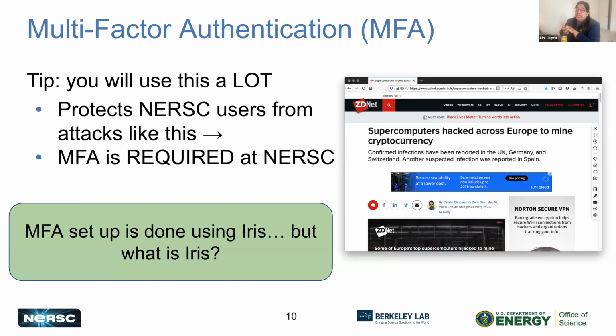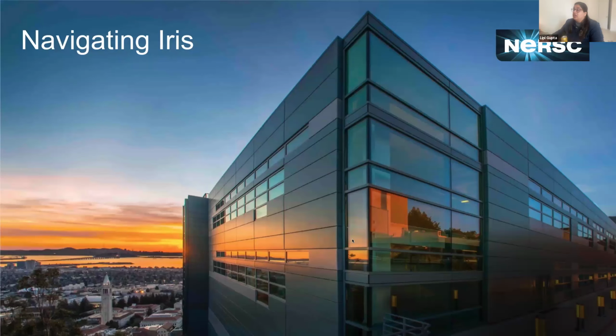These systems are highly sought after because they have incredible compute capabilities. People want access to them, and particularly bad actors may want access for free computing to do whatever nefarious thing they want to do, or mining Bitcoin or something. And this has happened. This is a news article from 2020, where a system in Europe was hacked. Just adding multi-factor authentication adds a level of security that protects us from a lot of this kind of attack.